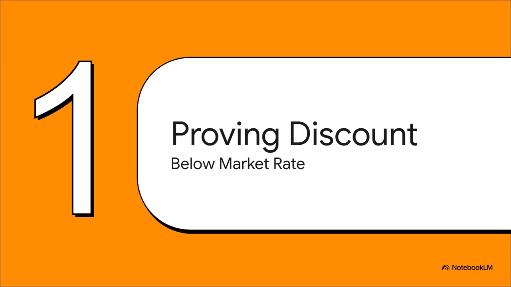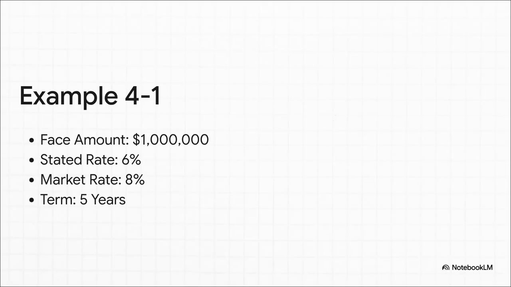Section 1. Proving the discount. When your bond pays less than the market. All right, let's pull this out of the theoretical clouds and look at a hard example straight from the source material. Imagine an entity issuing bonds with a total face amount of $1 million. The stated rate, that promised cash interest, is 6%, and it's a 5-year term.